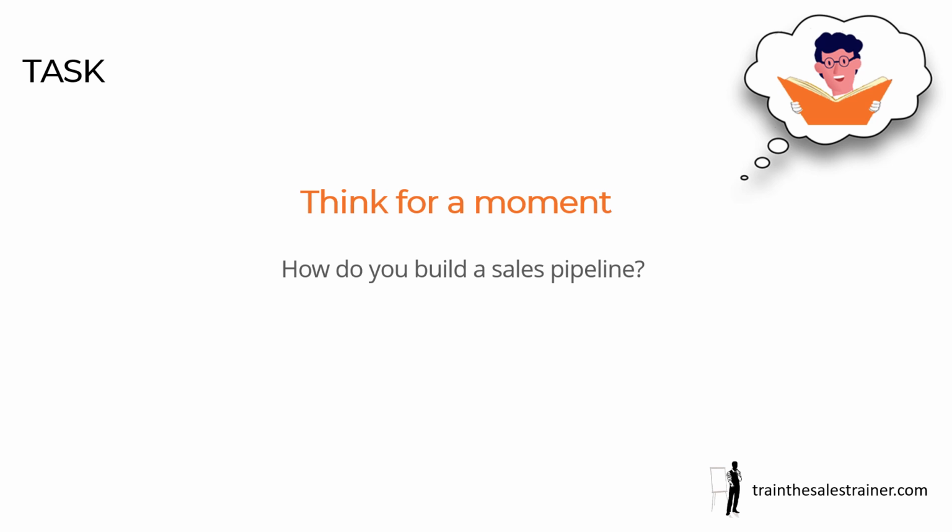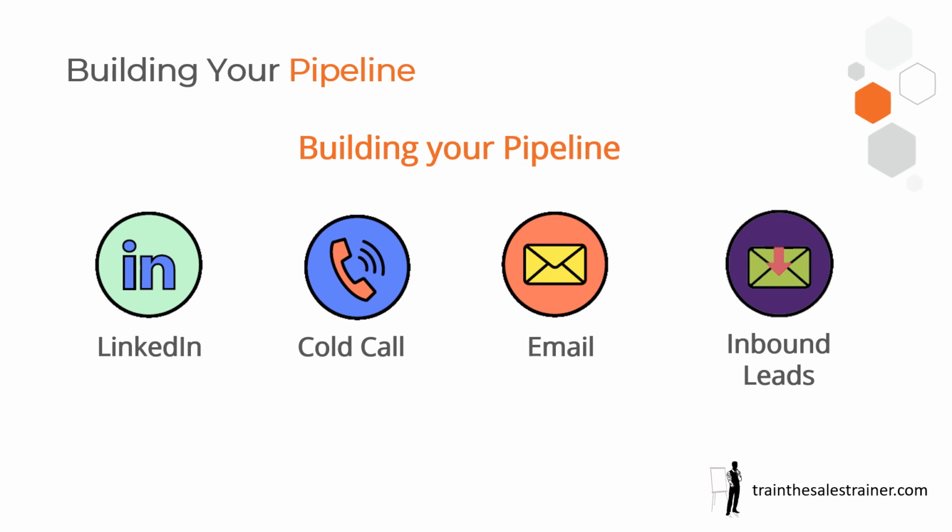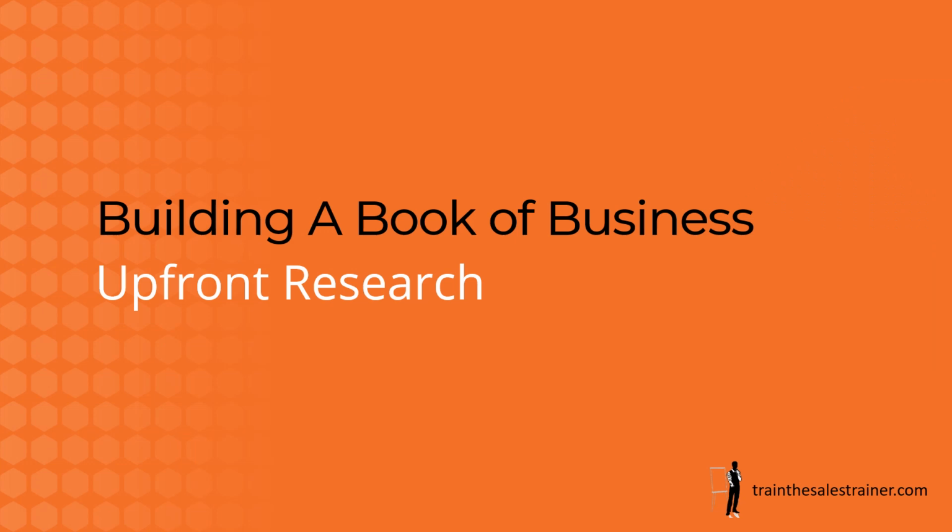Think for a moment. How do you build a sales pipeline? The 4 main methods of filling your pipeline are contacting people on LinkedIn, by cold calling them, or by emailing them, and sometimes by inbound leads. So let's look at the first stage of building our pipeline. Some people call this building a book of business. To start, we need to do the upfront research.